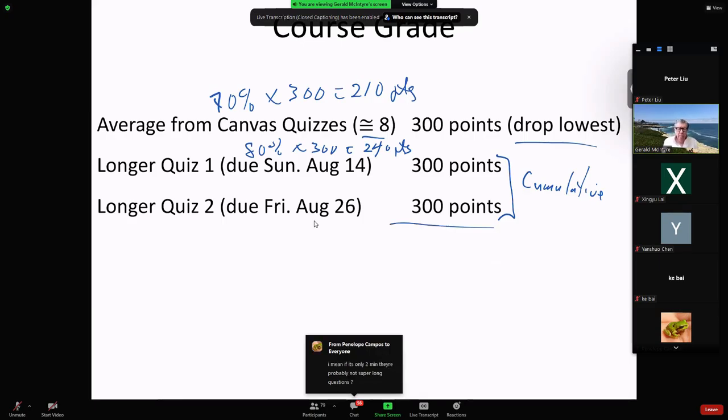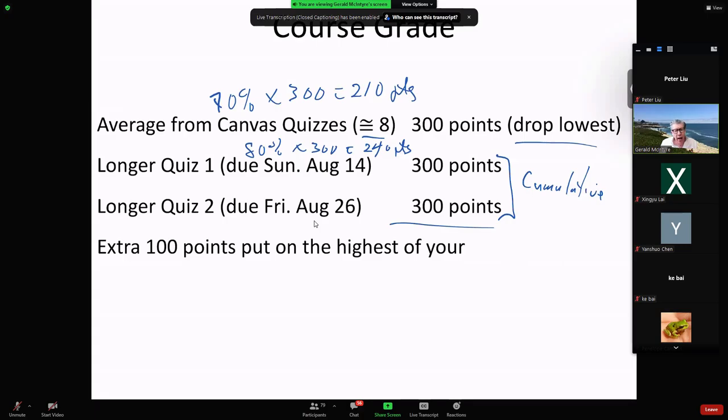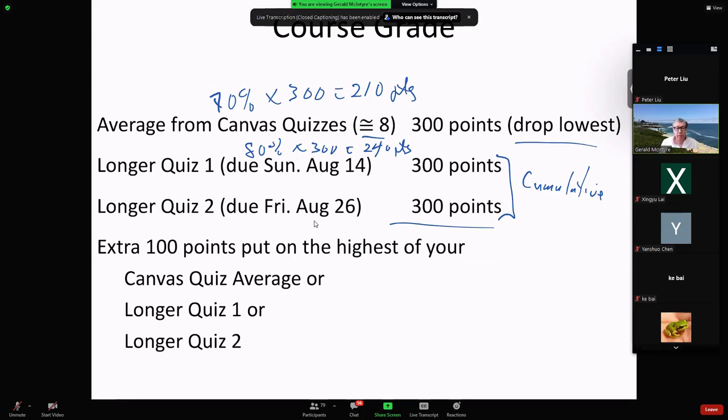Okay. And if you add up, this is 900 points, but it kind of should be 1,000 points. And what we'll do for you is we'll place an extra 100 points on the highest of your scores, on the highest of either your Canvas quiz average, or your first longer quiz, or your second longer quiz. Whichever one of these is the highest, we'll give you 100 extra points on that to improve your grade. Okay, all right.